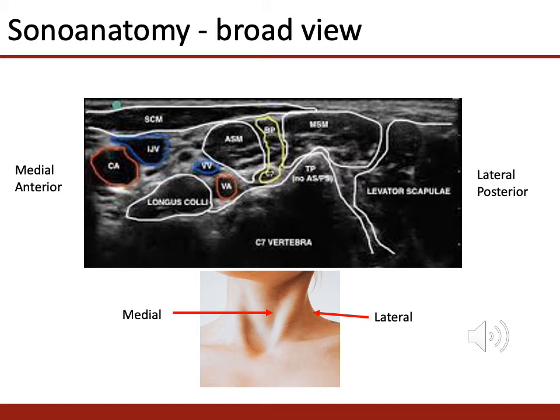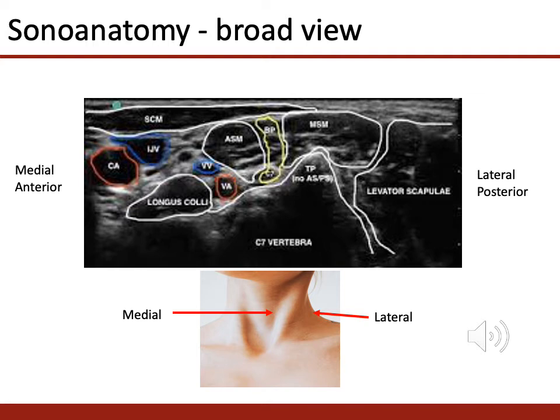So here we can appreciate the sonoanatomy of the neck at the interscalene level, looking at a much broader view, and we can use these structures to identify if we are too medial or too lateral, and we can see how all the different structures lay on top of each other.